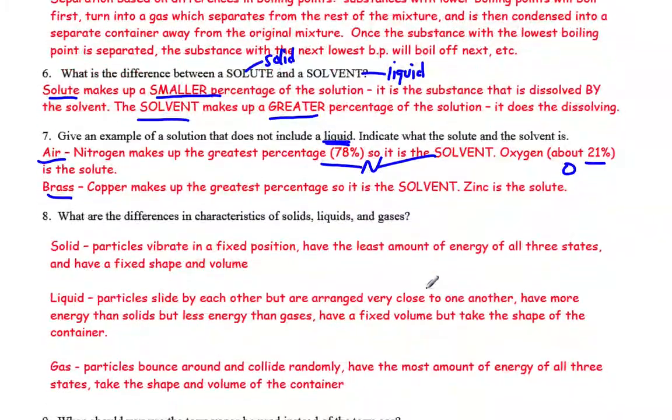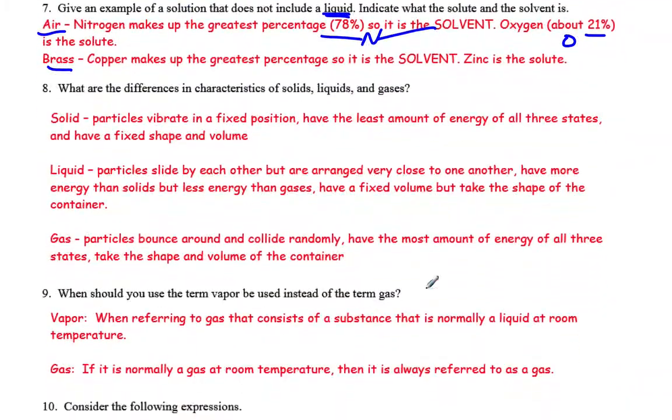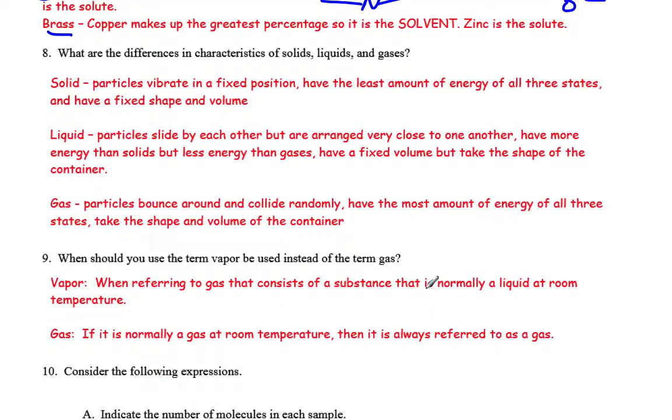I'm not going to go over differences in solids, liquids, and gases, but what you should know is it's all about energy. You can get from one state to another by changing the energy. Just skim through this, hit pause, and read through all these. And also know that fixed means same. It's not going to change. So the shape and the volume are not going to change.